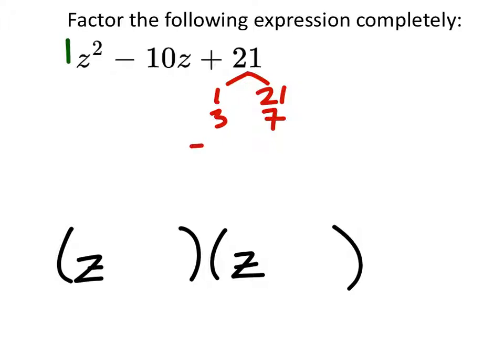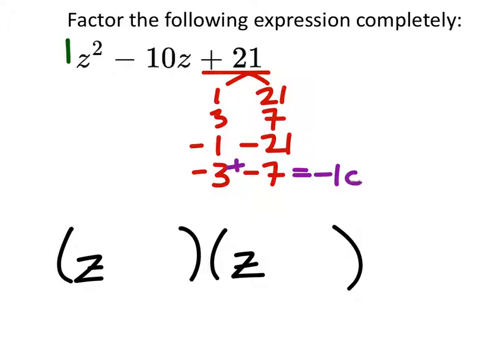So this is where I got to look at the negative factors as well. Negative 1 times negative 21 is positive 21, which is what this is, positive 21. But if I add those together, I get negative 22. That's no good. So let's try negative 3 and negative 7. Well, if I add those two together, then I get negative 10, which is what I want, because that's my b value. So, once again, I just plug these in to my two binomials. And that is all.